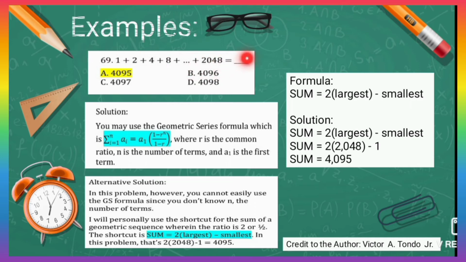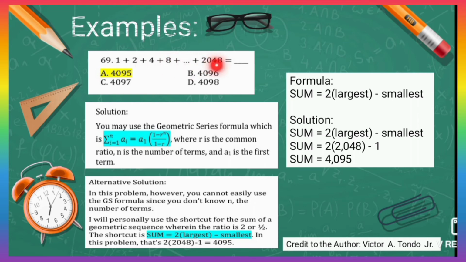Kapag naka-encounter ka ng ganitong questions na walang word, kumbaga sequence lang, baka malito ka kung anong hahanapin dyan, wala naman nakalagay na blank. So, dito nakalagay equals. So, ibig sabihin, ilan lahat ng total from first term hanggang sa term na ito, which is 2048. Kung i-add natin, hindi natin siya kayang i-add kasi nga naka-ellipsis. So, hindi natin alam kung ikailan na itong 2048. So, kaya meron tayong formula.